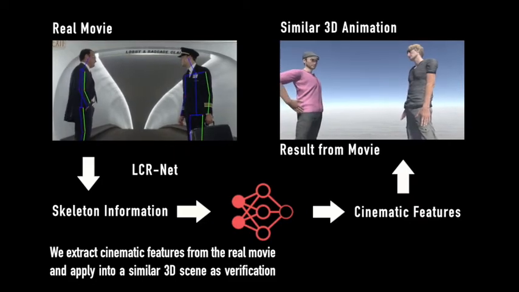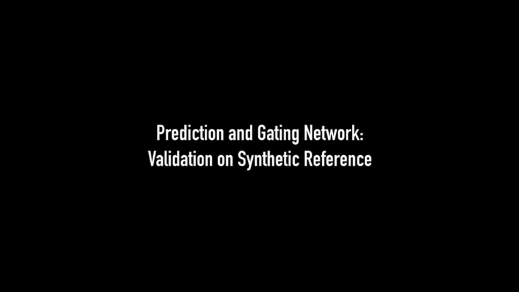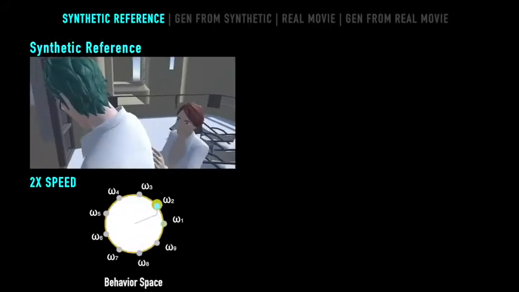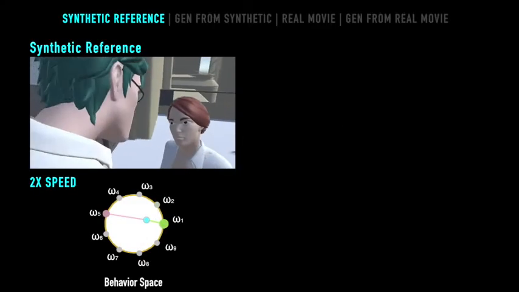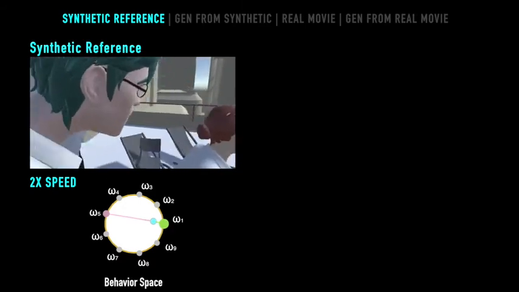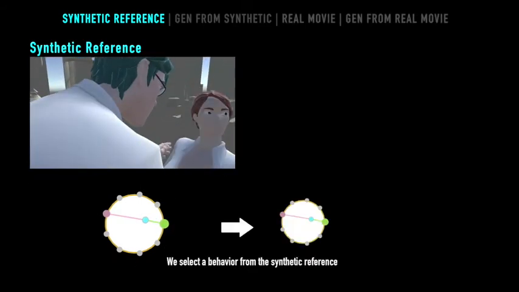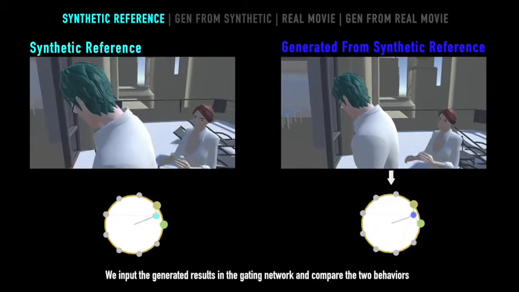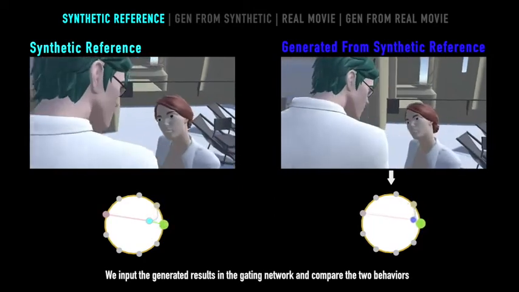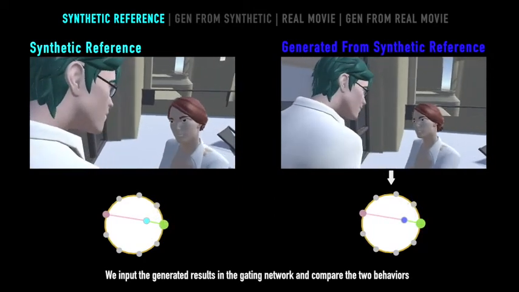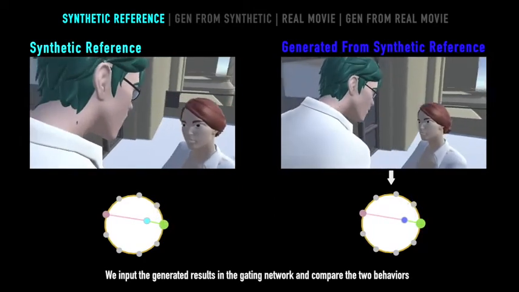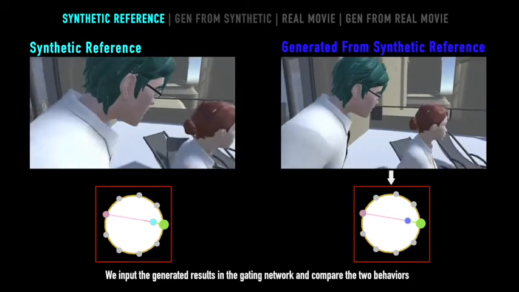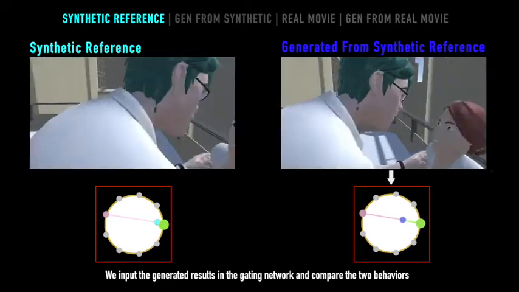We now perform a validation of our gating plus prediction network. We start by selecting a synthetic reference clip and use the gating network to estimate the camera behavior within our camera behavior space. We use this camera behavior to compute a new camera motion on the same 3D animation. We feed the prediction network with character features from the animation, and the prediction network computes the camera path corresponding to the selected behavior. As you can observe, both camera motions are similar.